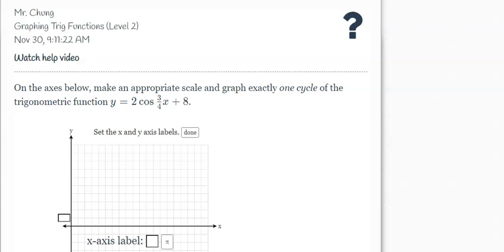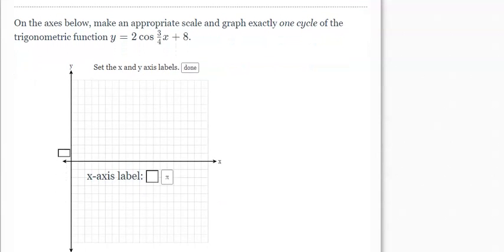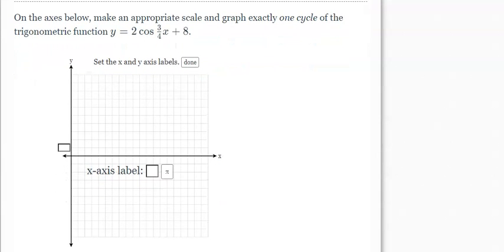Welcome one and all to the example on drawing trig functions level 2. This is a very similar process to level 1. The primary difference here is that we will have more difficult frequency values and midline is now involved. In this example, we will focus on drawing the cosine function. Now, as I said, it's a very similar process to level 1.